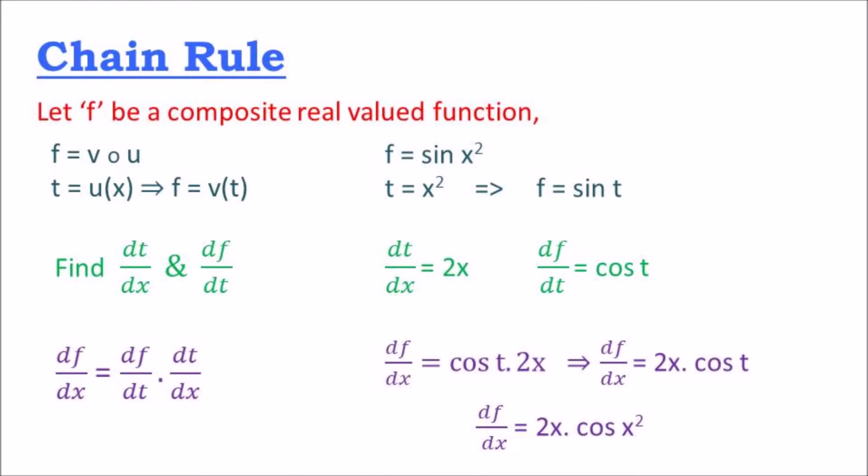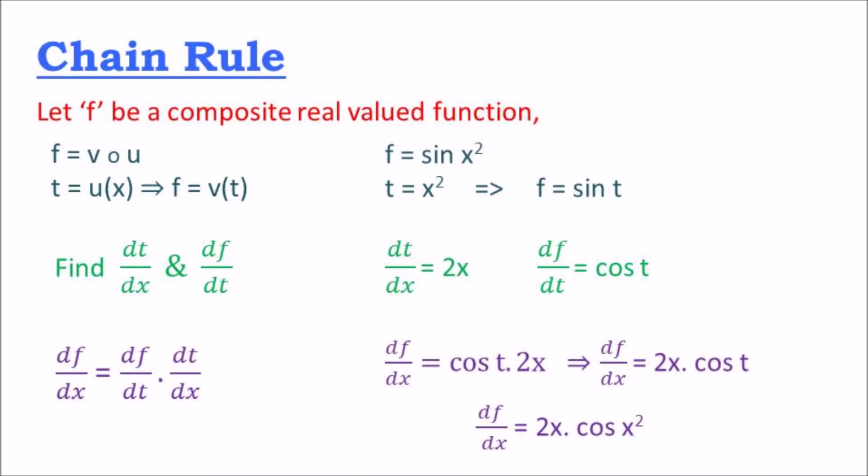Here is one thing we need to learn and that is chain rule. Consider f a composite real valued function. f can be written as f is equal to v of u, where the u is a function of x. Just put t is equal to u of x. Now the function can be written as f is equal to v of t. Now differentiate f with t and t with x. That is, we need to find out df by dt and dt by dx. Then we can simply write df by dx as df by dt into dt by dx. We can clearly understand the concept by the help of the given example.